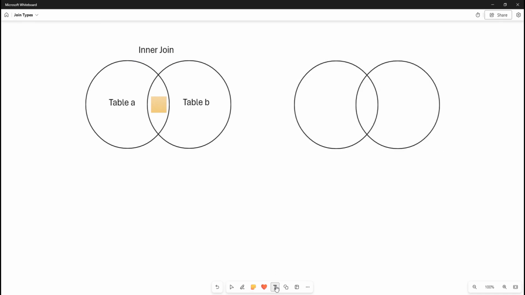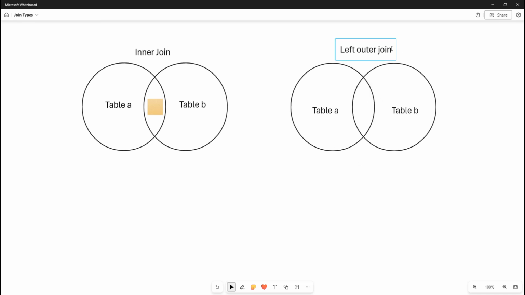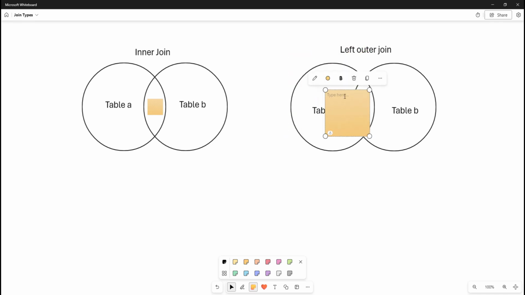Okay, so the next type of join is going to be a left outer join. So let's write left outer join. We've got a left hand side and a right hand side here, so let's again label these table A and table B. The left outer join says that it must exist on the left side. So let's put some little sticky notes in here. This is our left side of the table equation.